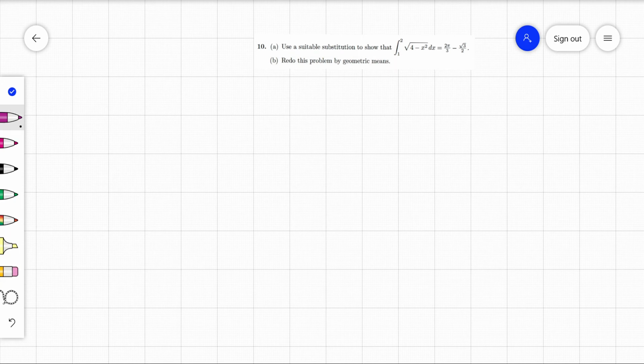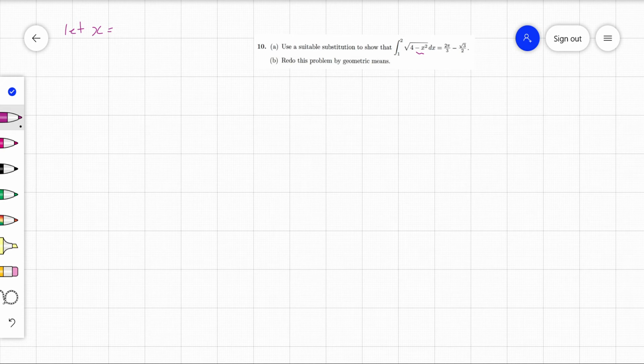All right, so this one says use a suitable substitution. Usually if it's under a square root and it's got that square there, we want to use the sine squared plus cos squared equals 1 identity somehow. So for example, we could let x, and notice we're saying let x, and x is already there. So it's a little bit different type of substitution to what we're used to.